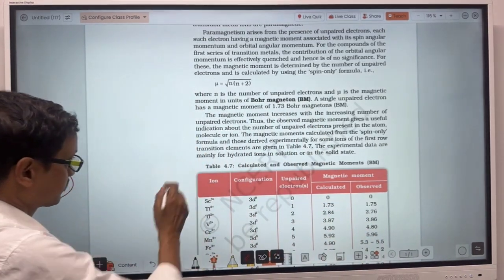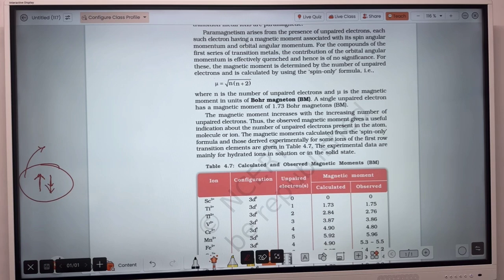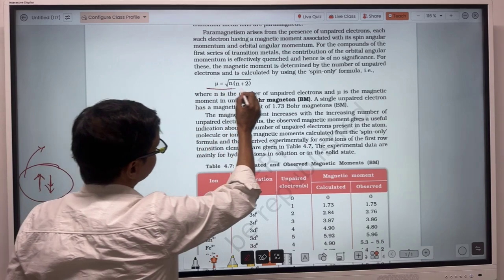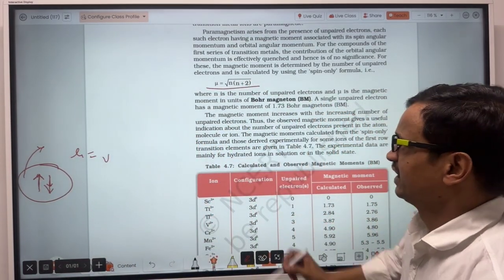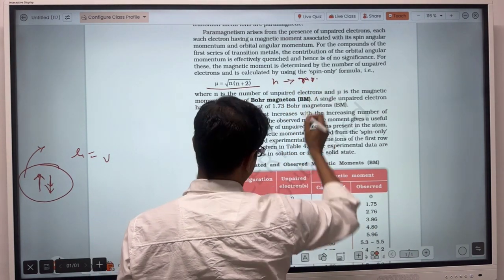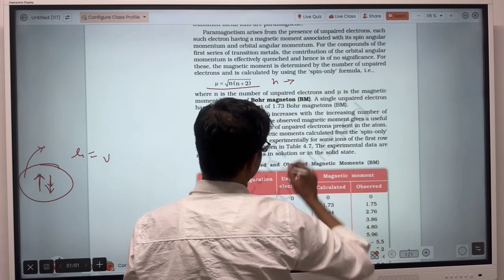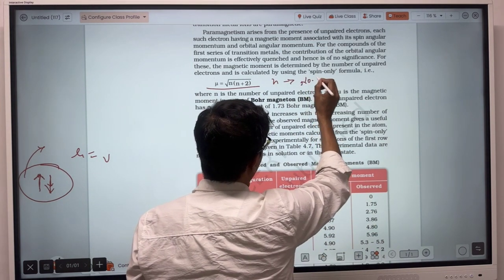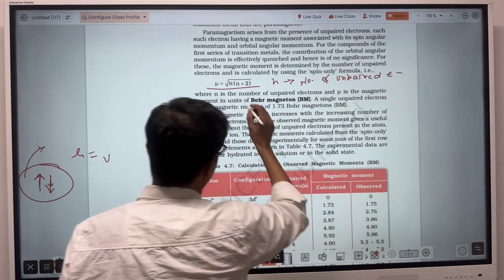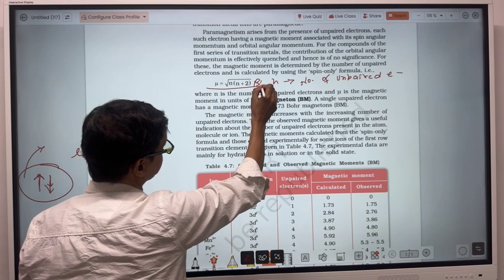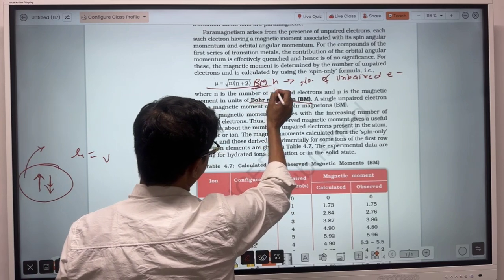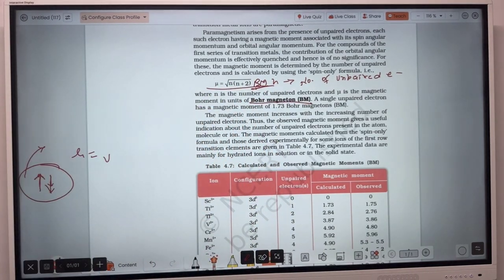Now let's see how to find out the dipole moment of the electron. It is represented by the formula root under n into n plus 2, where n is the number of unpaired electrons. The unit of this dipole moment is the Bohr magneton, simply written as BM.